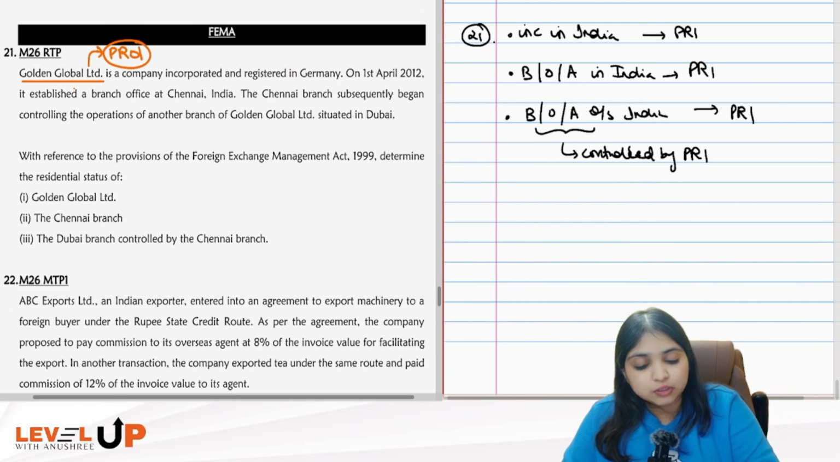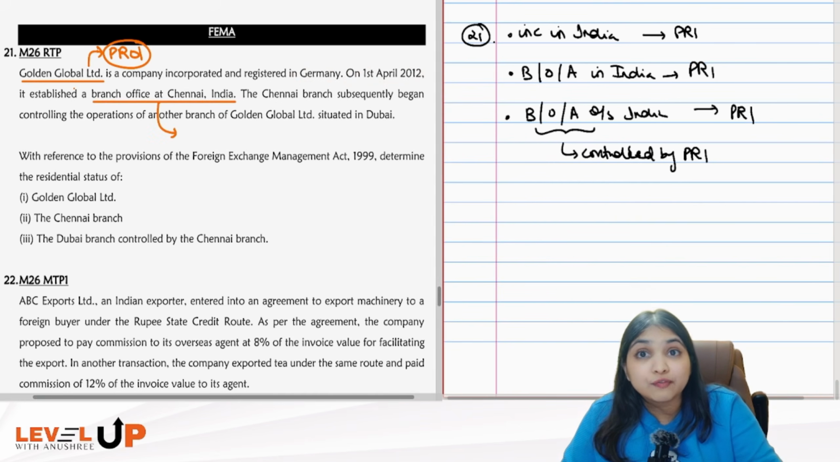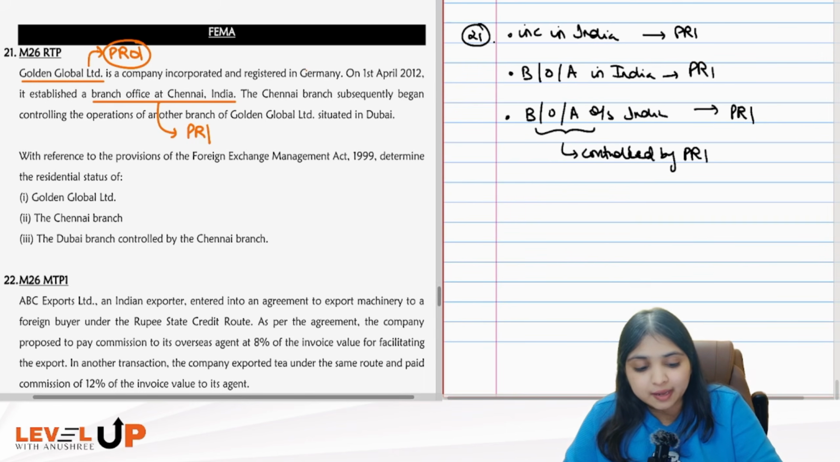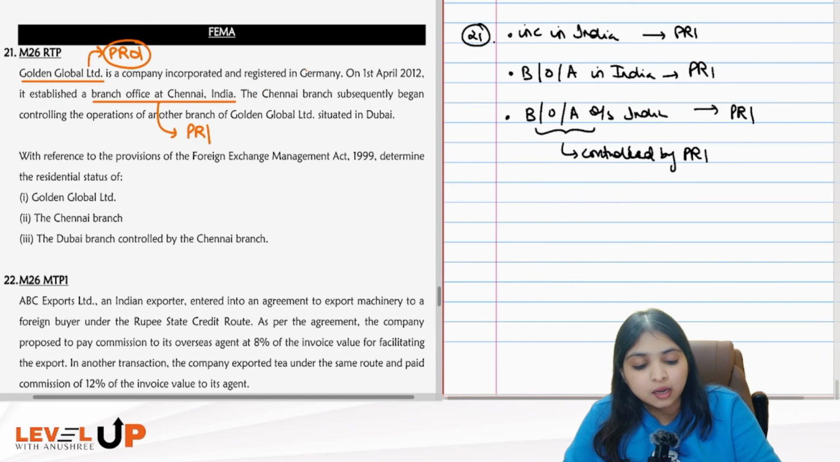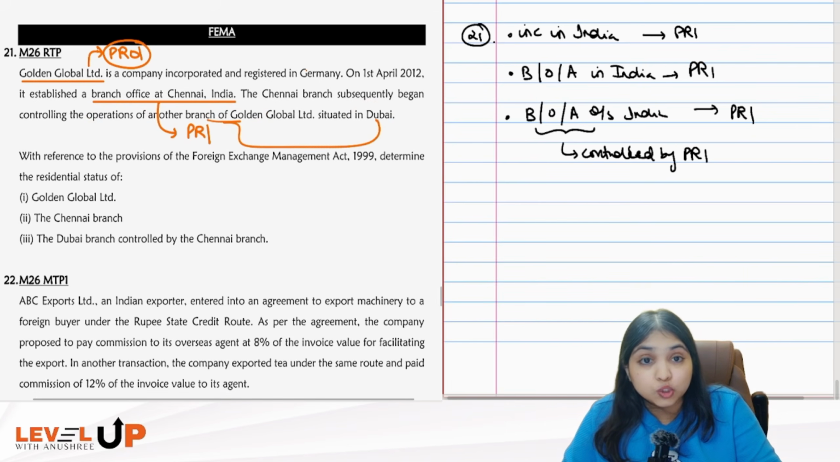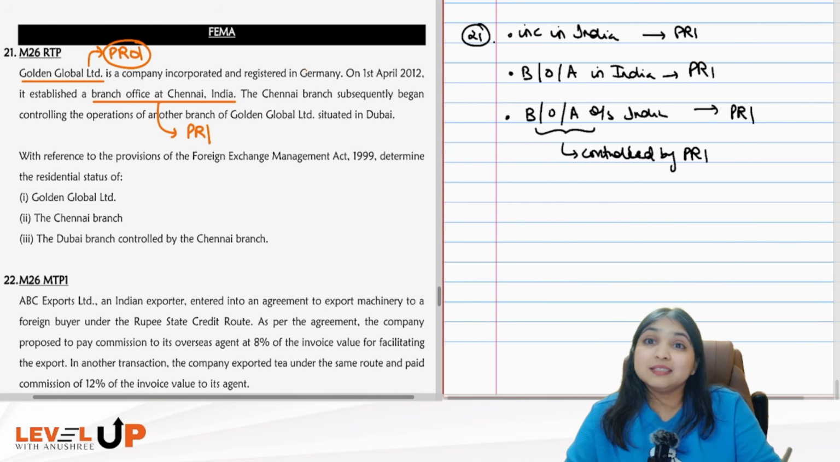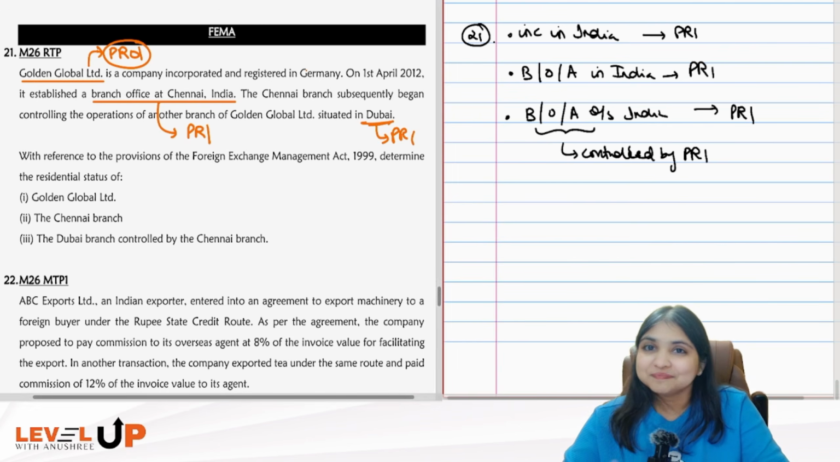Then on 1st April 2012, it established a branch office in Chennai. So this branch office is in Chennai, branch office is in India. So this branch will become PRI. Then the Chennai branch subsequently began controlling operations of another branch in Dubai. So the branch is in Dubai, but it is controlled by the Chennai branch, which is a PRI. So the branch in Dubai is controlled by PRI. So this branch in Dubai will also become PRI.